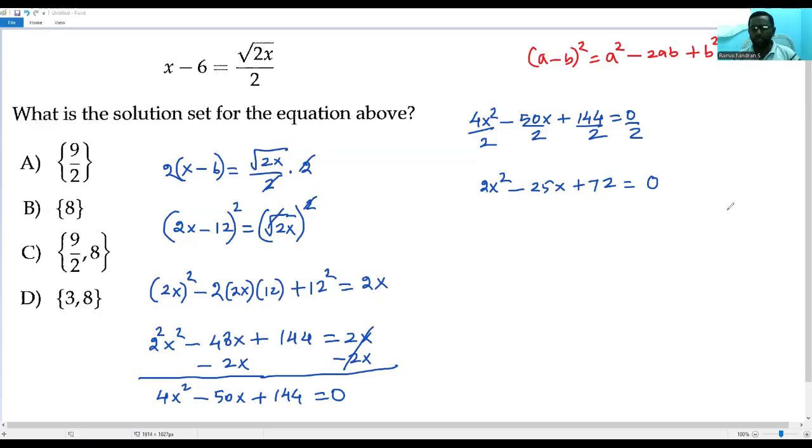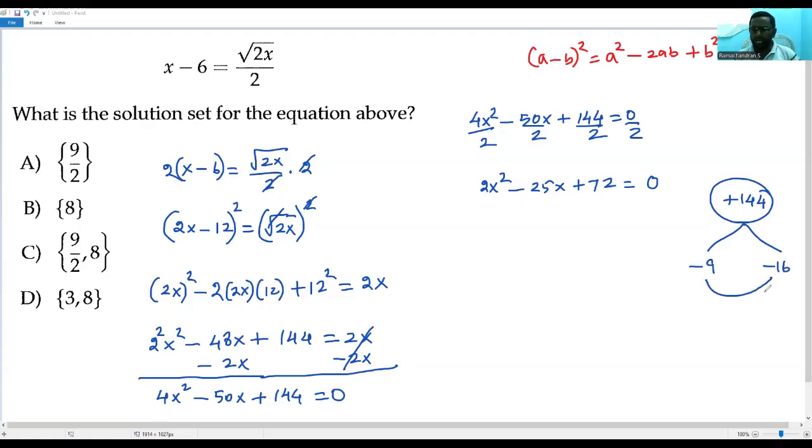When I multiply this positive 72 by the coefficient of x square, 2, I am getting positive 144. Now I have to get two factors so that the product of these two factors is equal to positive 144 and the sum of these two factors is equal to the coefficient of x, that is negative 25. I think negative 9 and negative 16 will work.